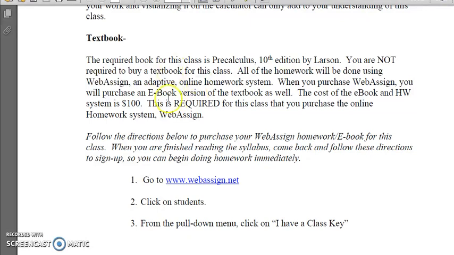And part of buying into the WebAssign homework system, it gives you an electronic textbook. It's fantastic. I love reading this electronic textbook. It's a little interactive as well, insofar that you can do examples in the textbook when you're reading it. So the cost of the ebook and homework system is $100. And again, this is a combination of the textbook and the homework. This is required for the class, and it is required that you purchase the online homework system WebAssign.